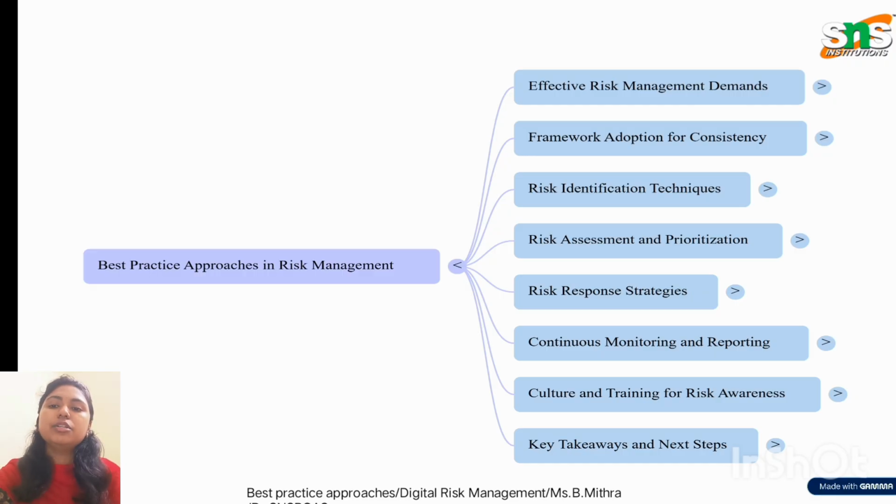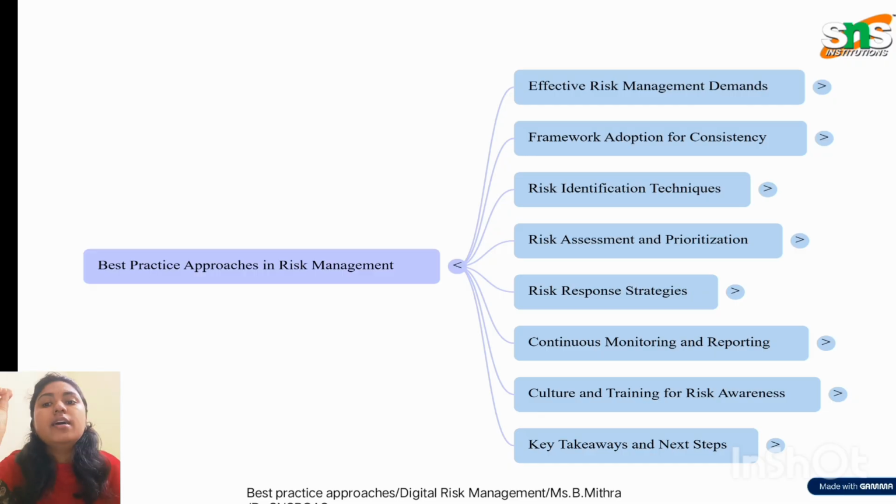The next thing is risk assessment and prioritization. First of all, each and every organization must know how to identify risk. After identifying the risk, the organization has to assess that risk and prioritize where that risk occurred and how we can overcome it. We have to analyze, so that process comes under risk assessment and prioritization.